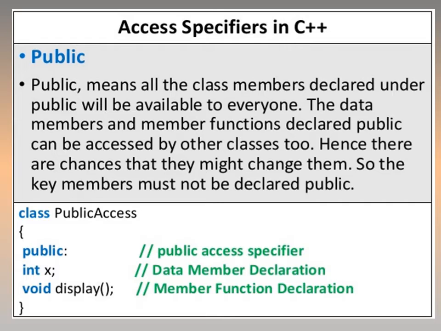Now see the example, class public access, in which, in the body of the class, we declared under the public section int x and one function void display. So the data member is int x and the member function is void display, which are declared under the public access specifier.